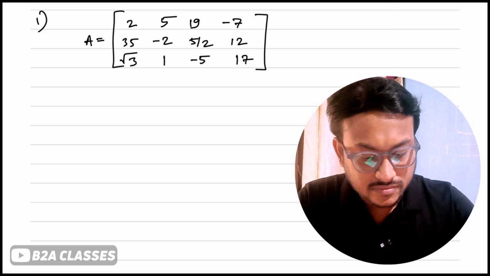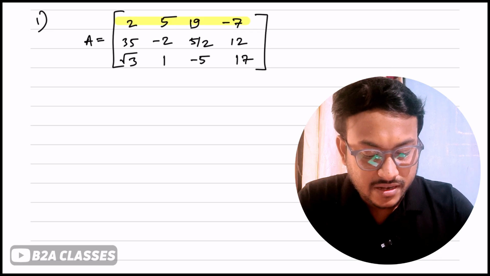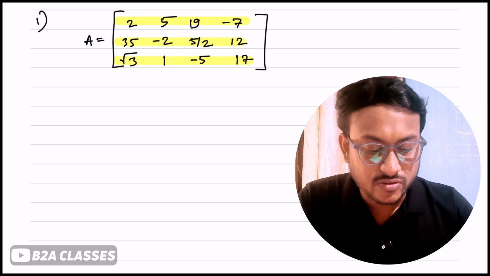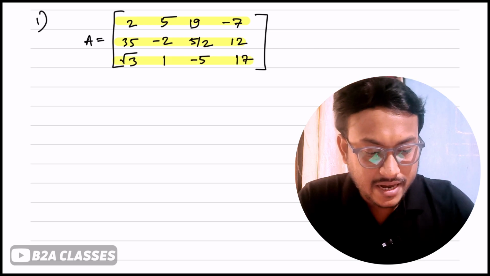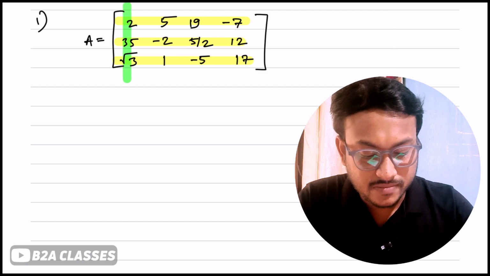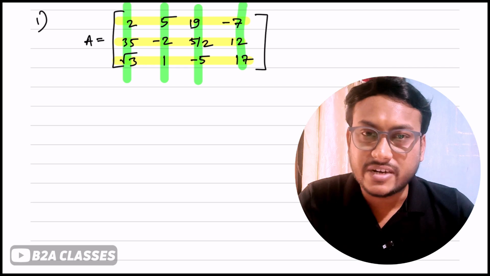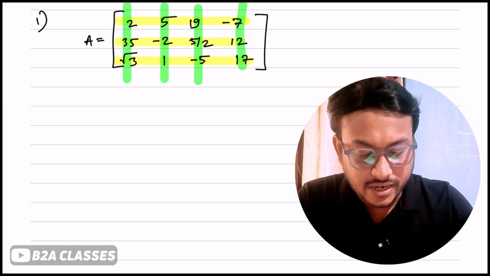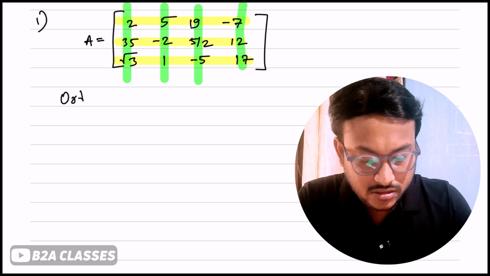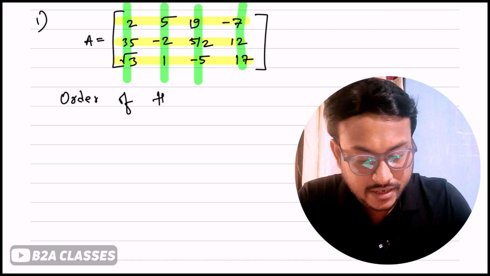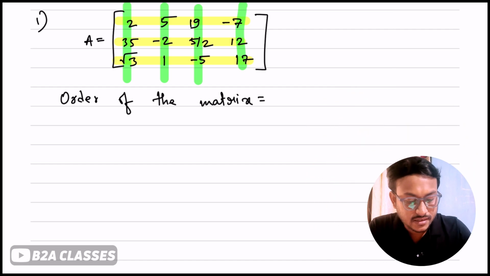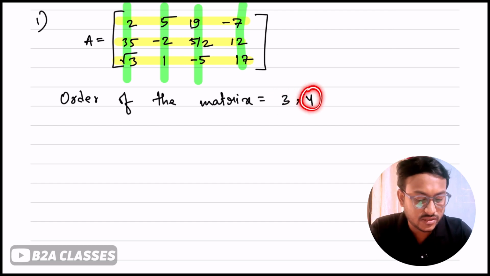So here, this is a row, this is a row, and this is a row. So there are 3 rows in the matrix, and this is a column, this is also a column. Therefore, in the matrix there are 4 columns. So this matrix has 3 rows and 4 columns. Now we will write order of the matrix. So order of the matrix is 3 by 4. 3 is number of rows and 4 is number of columns.